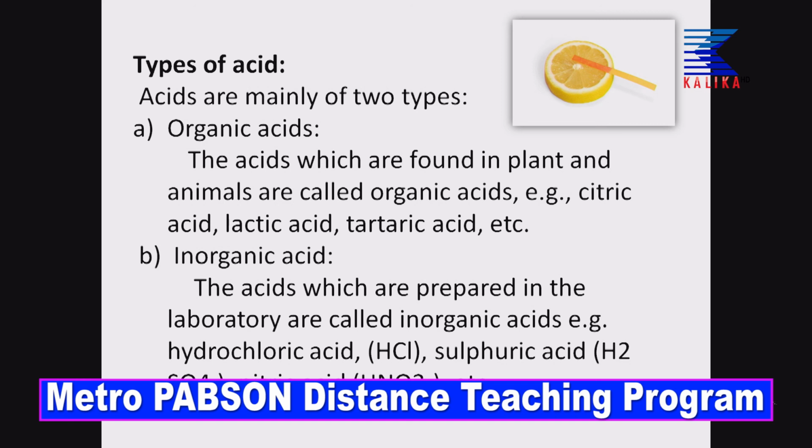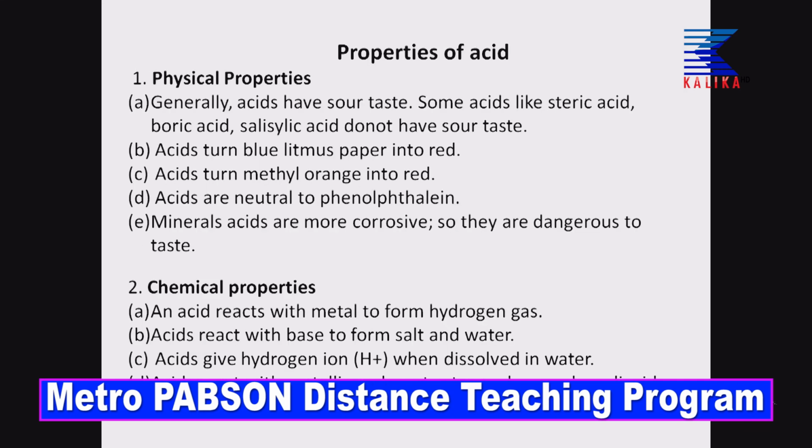tartaric acid, etc. And then inorganic acids: those acids which are prepared in the laboratory or obtained from minerals. Inorganic acids are also termed mineral acids. Remember this point. These acids are synthesized in the lab and are highly corrosive in nature, that is hydrochloric acid, sulfuric acid, nitric acid, carbonic acid, etc.